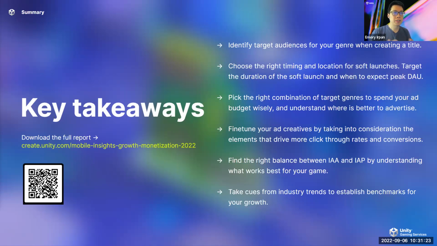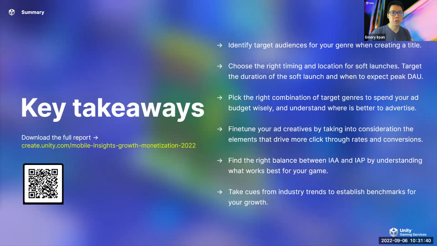To recap, there are 6 key insights we really recommend to anybody in the business of mobile games to remember. The first is to remember to identify a target audience for your game before or during the early creation process. This can save you a ton of headaches down the road as you try to find a good product market fit.